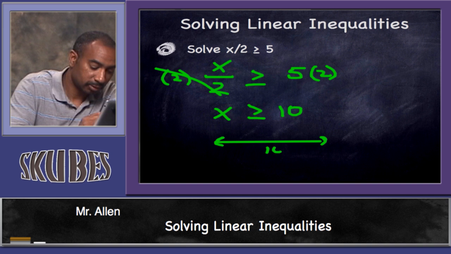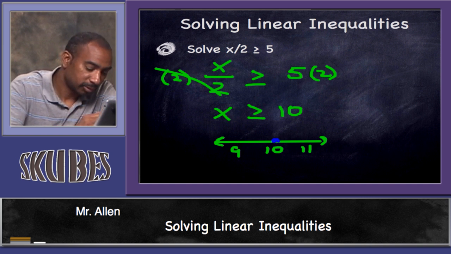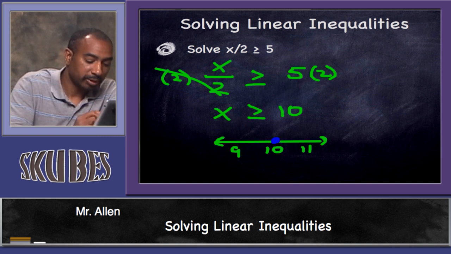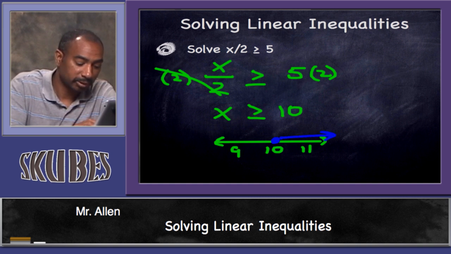All right, so we have 10. That's 11. That's 9. And we include 10, so you use a solid circle. So all numbers that are greater than or equal to 10, so that goes this direction, including 11, 12, on down the number line, including 10.